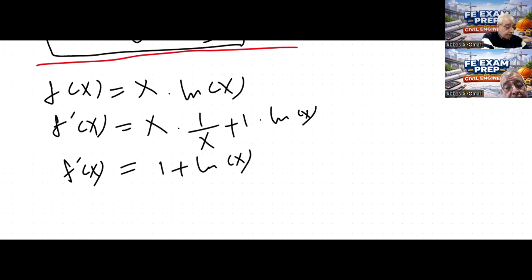So f double prime of x equals the derivative of 1, which is 0. The derivative of any constant is 0. So f double prime is 0 plus the derivative of ln x, which is 1/x. So the second derivative of the function is 1/x.